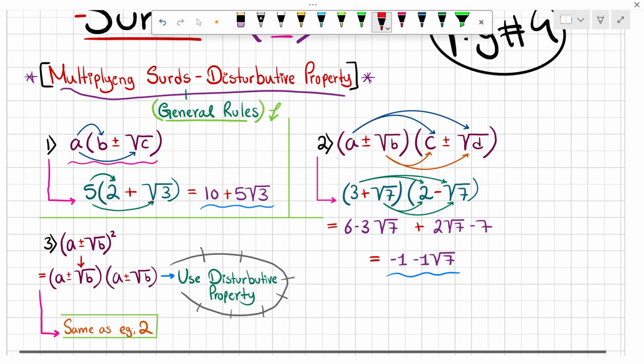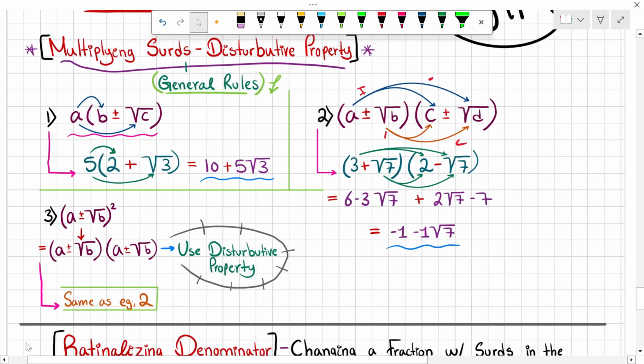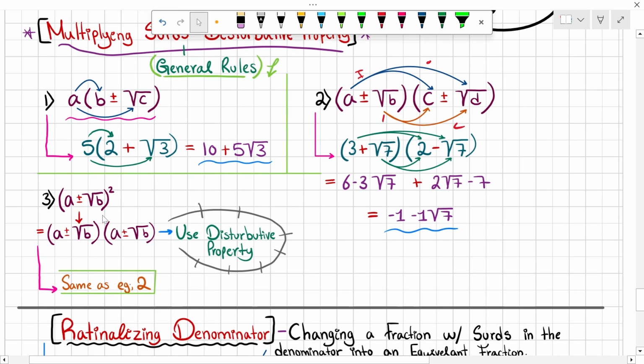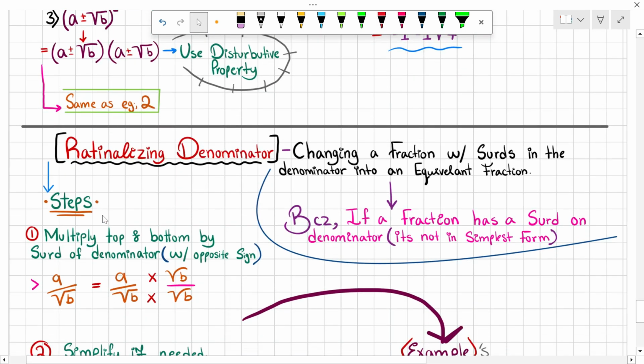This is the FOIL method. This is F, this is O, this is I, this is L. A times C, A times D. B times C, B times root D. Multiply them, you're going to get the answer. And if it's squared, just open up the brackets and then just use the FOIL or distributive property.